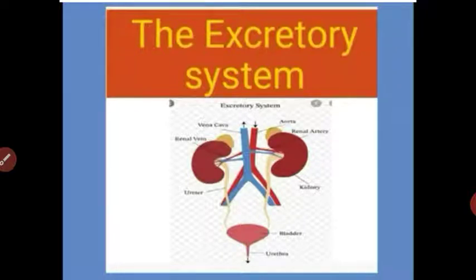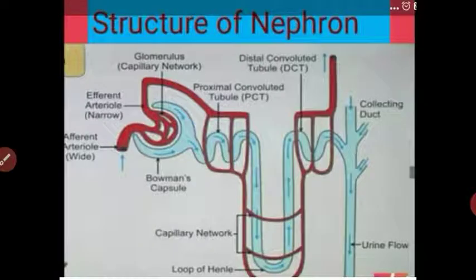In the last video, we already studied the internal and external structure of the kidney and the structure of the nephron. As you know, student, there are millions of nephrons in each kidney, and the main function of the kidney is purification of blood and formation of urine, and urine formation is the main function which is performed by the nephron.